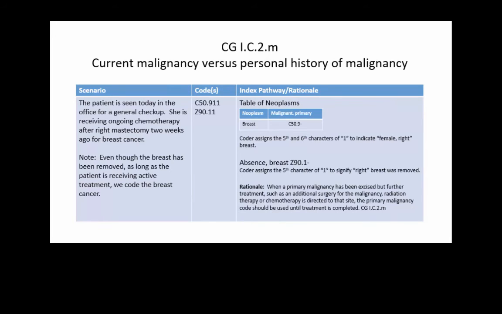Our current malignancy versus a personal history. You see here the patient is undergoing chemo after a right mastectomy 2 weeks ago. Even though the breast has been removed, as long as she's receiving active treatment, we will code the breast cancer. So I've coded the breast cancer here. There's your table of neoplasm. I also coded the absence of breast to signify that she has had the mastectomy on the right.